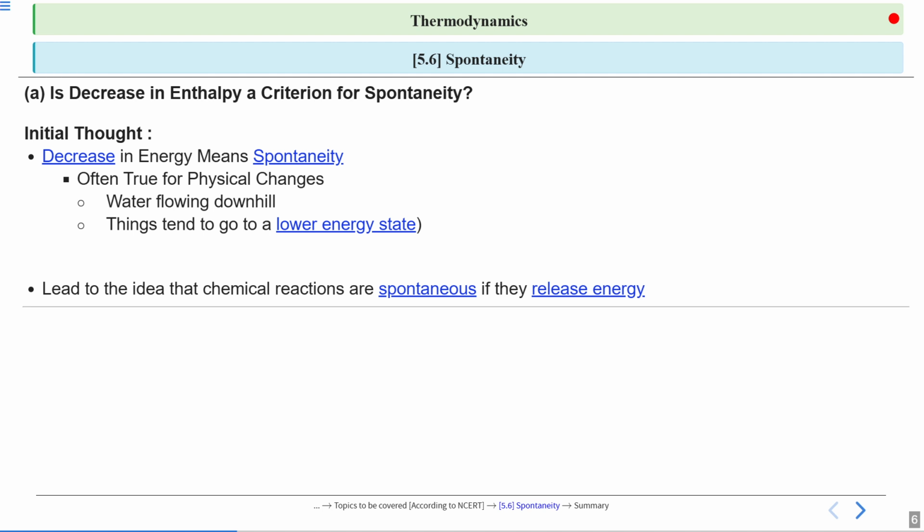Now this whole discussion led to the idea that, in a way, spontaneous processes are those processes in which energy is released, or a system goes from higher to lower energy. Now, what do we call those types of reactions in which energy is released? Obviously, we call it an exothermic reaction in terms of enthalpy. So, can we say that every exothermic reaction is a spontaneous one? Let us look at some examples. So, we are still in our mid path.